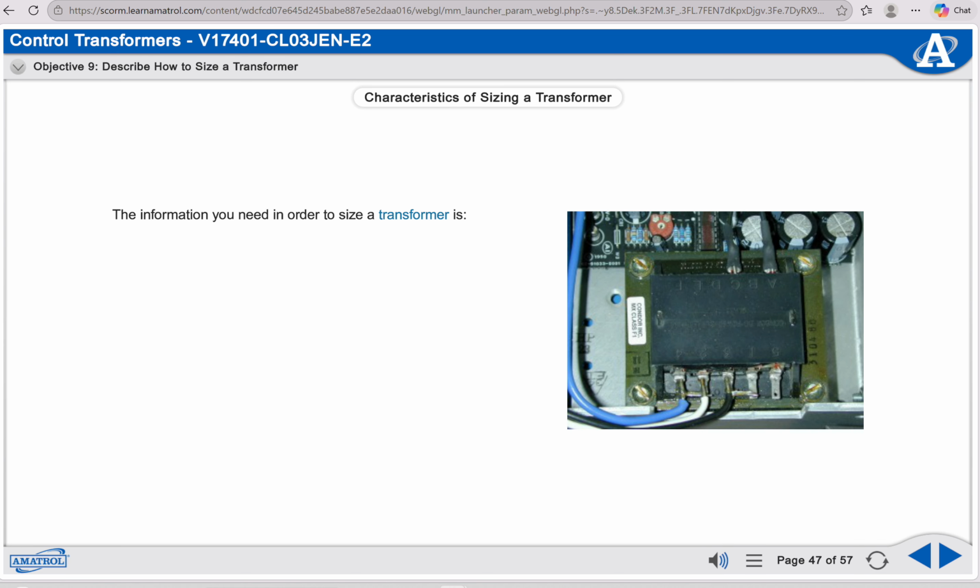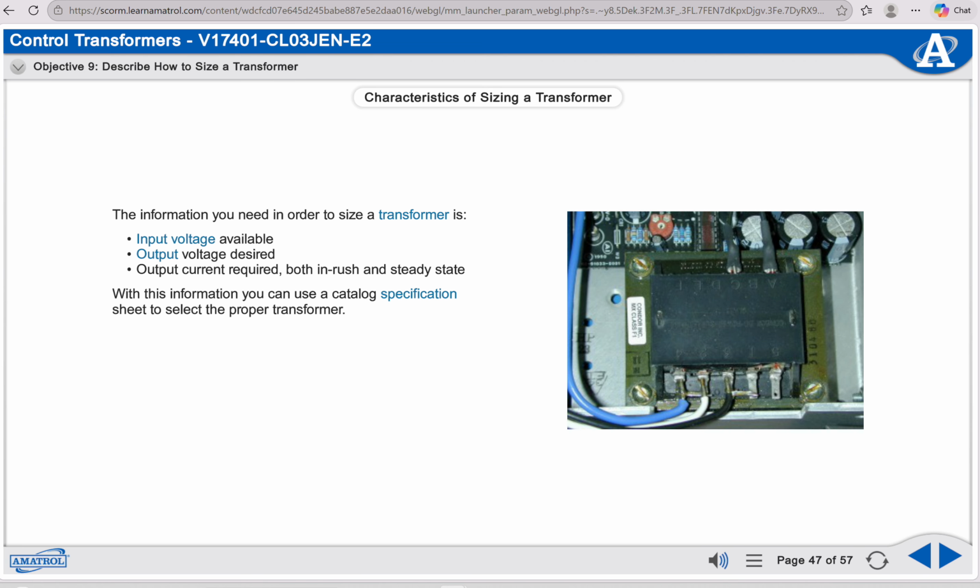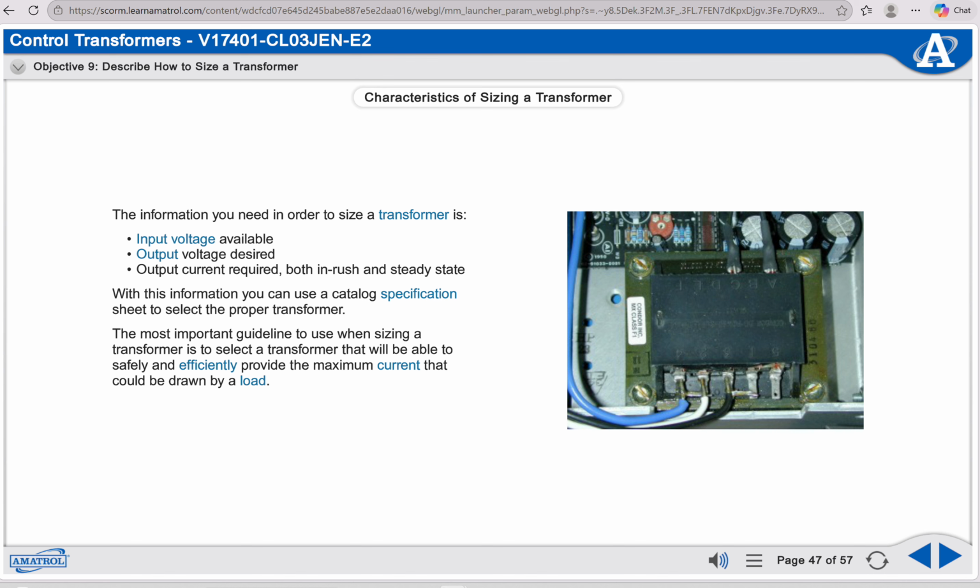The information you need in order to size a transformer is the input voltage available, the output voltage desired, and output current required, both inrush and steady state. With this information, you can use a catalog specification sheet to select the proper transformer. The most important guideline to use when sizing a transformer is to select a transformer that will be able to safely and efficiently provide the maximum current that could be drawn by a load.